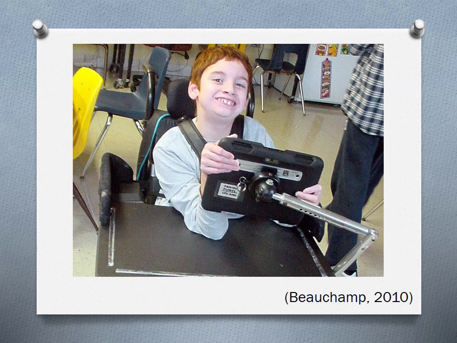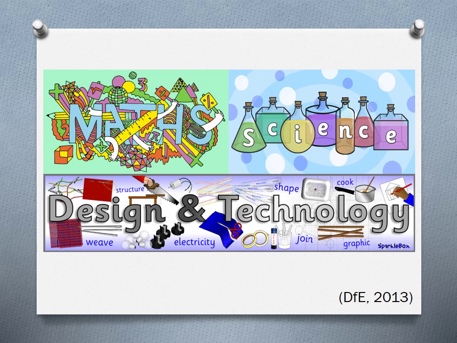Examples of assistive or enabling technologies include touchscreens, large trackballs instead of a mouse, placing computers on adjustable trolleys so they can be lowered for wheelchair users, and talking word processors. More specifically, computing has deep links with mathematics, science, and design and technology. This demonstrates the potential for cross-curricular learning that computing can provide.